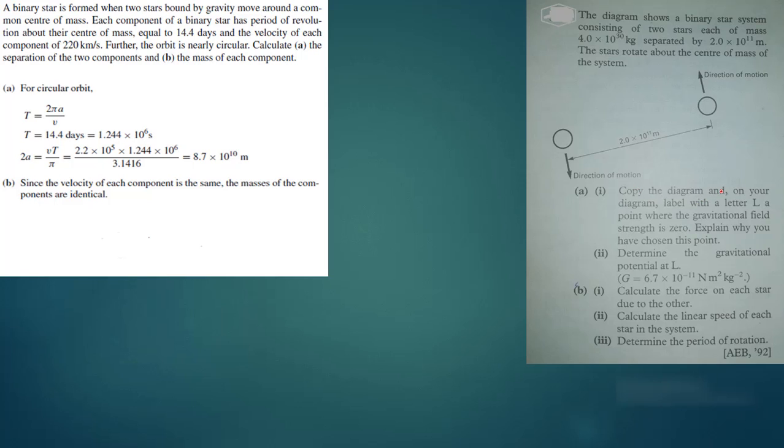You are told to copy the diagram and on your diagram label the letter L where the gravitational field strength is 0. Explain why you have chosen this point. Gravitational force is usually 0 for two bodies which have the same mass, at a point exactly at the center between the two.